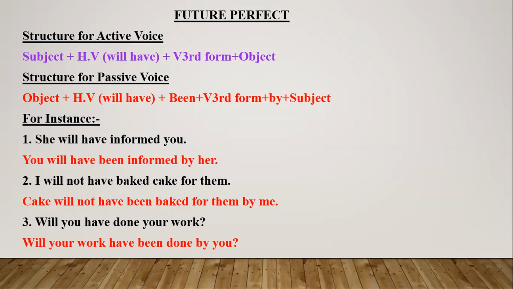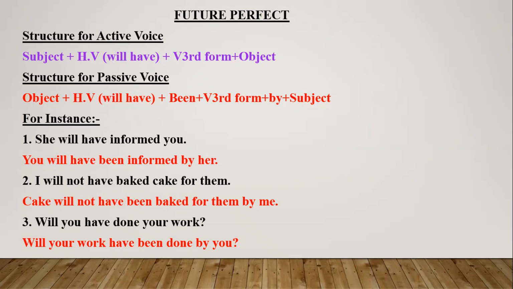Number two, that is negative. I will not have baked cake for them. So you need to find out an object first. The object is actually cake. So cake will not have been baked for them by me.